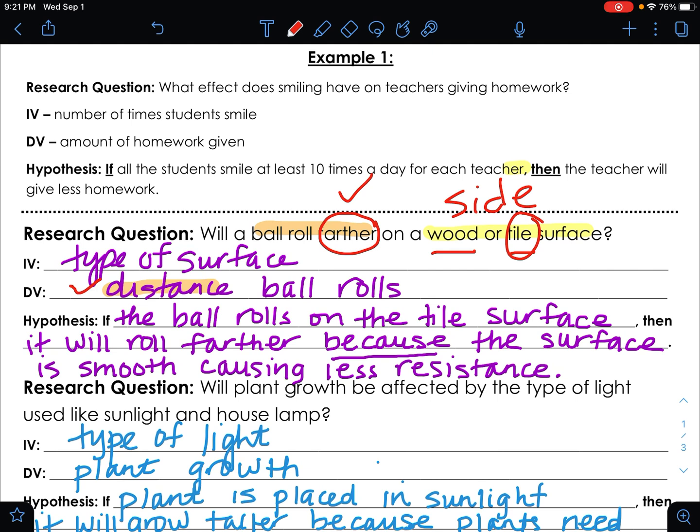And then "because," now this is our why, right? Because the surface is smooth, causing less resistance. All right, now with a hypothesis, it could be proven true or not true. So it's just what we think before we actually do the experiment, okay?